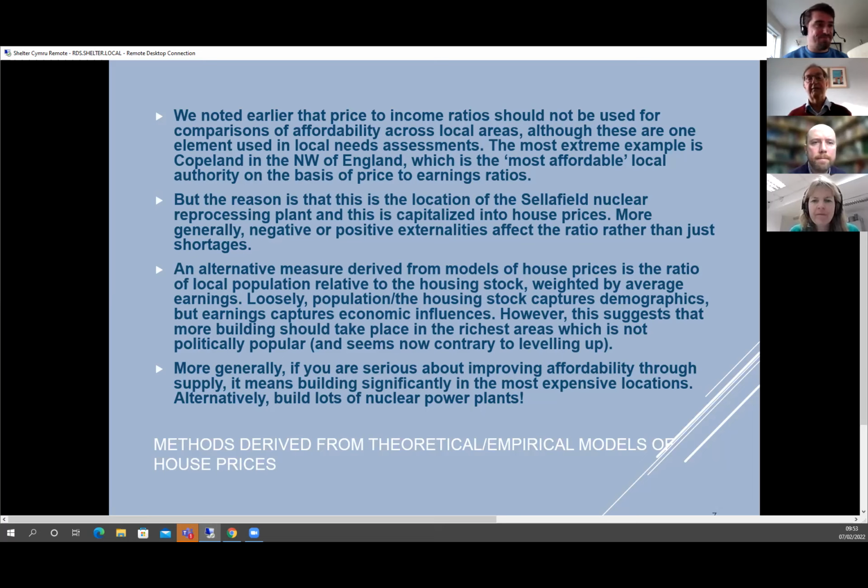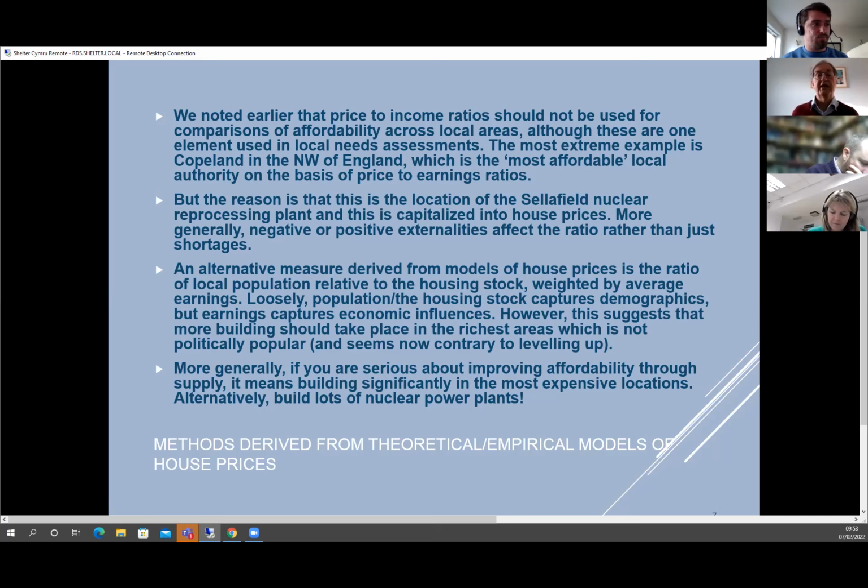So if I'm arguing that we shouldn't use price to earnings ratios for local comparisons, one suggestion I've come up with, which I have to say is not actually being used at the moment, but which I think has advantages, is essentially the ratio of the local population relative to the size of the housing stock, weighted by average earnings. This doesn't suffer from the problems I've mentioned, and it's based on firmer theoretical foundations.